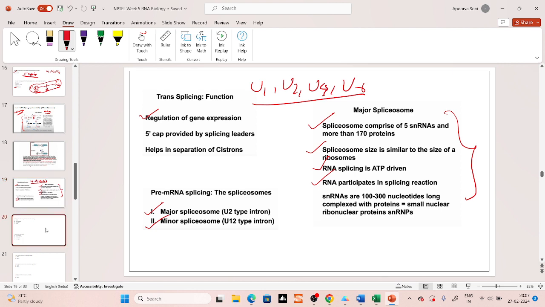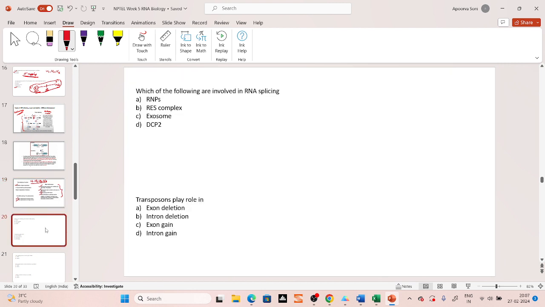Now we'll come to questions. The first question is, which of the following are involved in RNA splicing? RNPs, RES complex, exosomes, and DCP2. Think. I'll give you 1 minute.